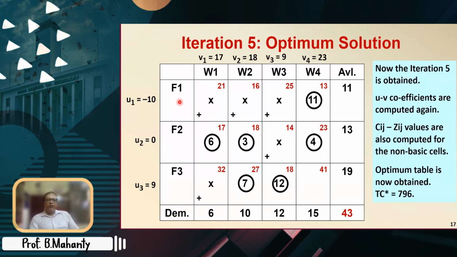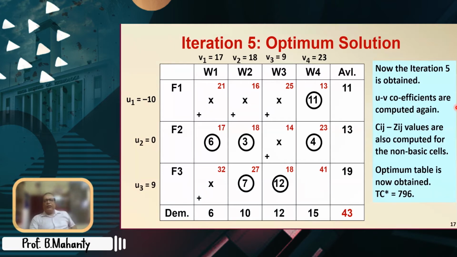So that is F1W4 equal to 11, F2W1 equal to 6, F2W2 equal to 3, F2W4 equal to 4, F3W2 equal to 7, and F3W3 equal to 12. Again, the UV coefficients are computed, and then I find that Cij minus Zij values are all positive. This one is missed out, but nevertheless, this is also positive. 41 minus 9 minus 23. So this is also positive.